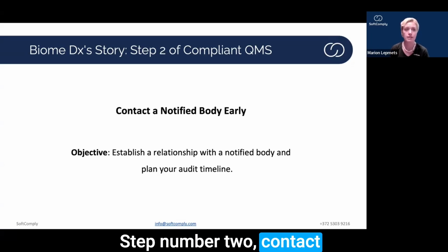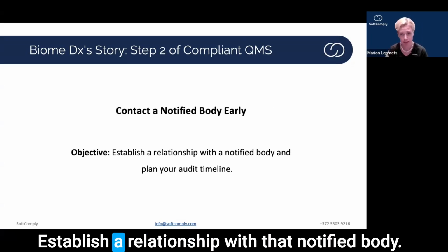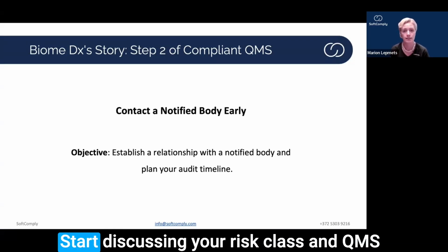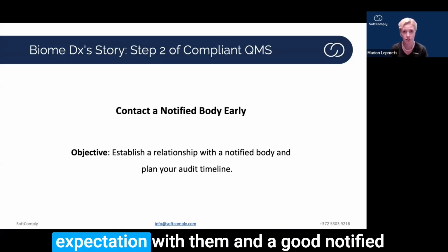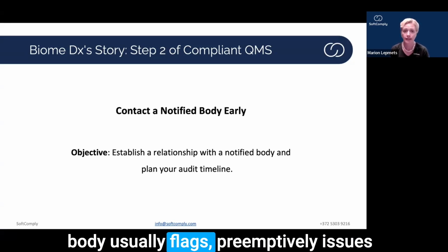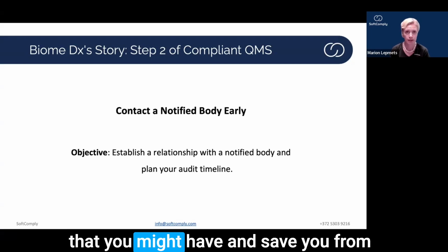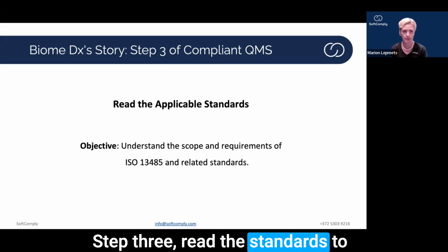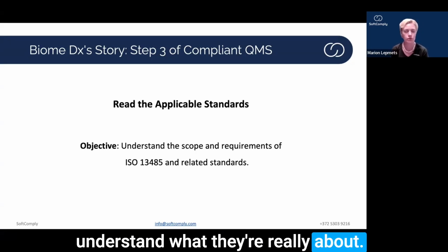Step number 2, contact your notified body early on. Establish a relationship with that notified body. Reach out early. They are booked for months. Start discussing your risk class and QMS expectations with them. And a good notified body usually flags preemptively issues that you might have and saves you from major setbacks once you're in the audit. Step 3, read the standards to understand what they're really about.